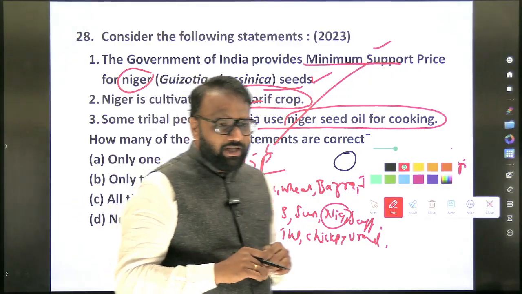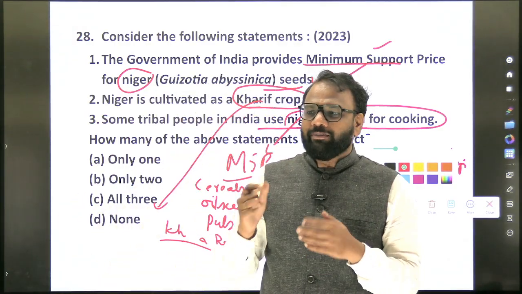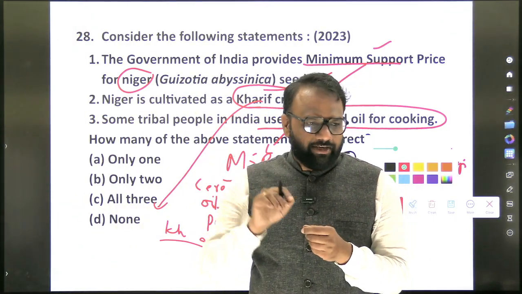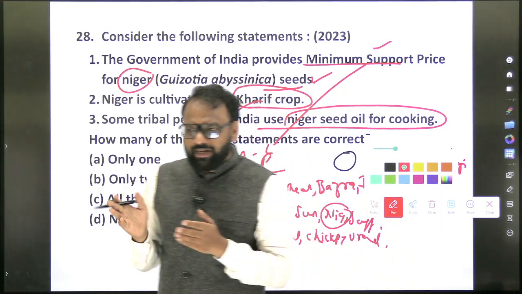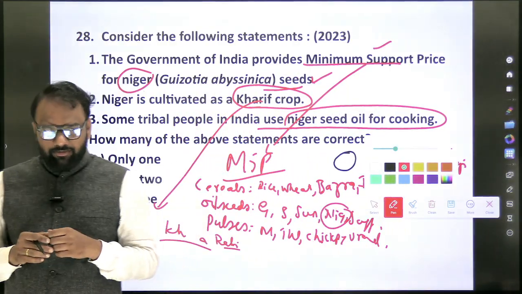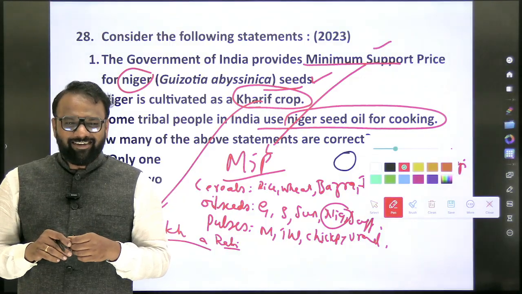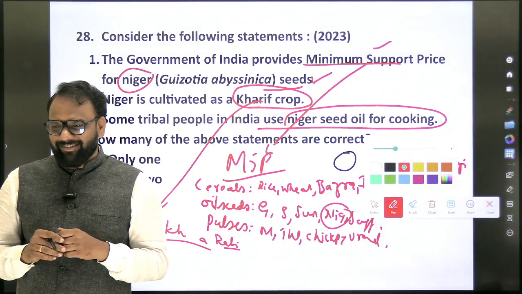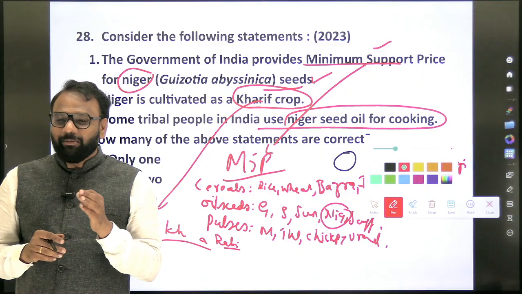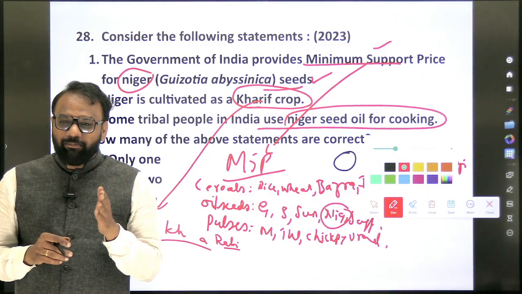Okay, answer the question. Now next, if you want to go beyond minimum support price, the other aspects that we can connect here. So who fixes the minimum support price? Ministry of Agriculture will fix the minimum support price. Who will fix? Ministry of Consumer Affairs, Food and Public Distribution, they will fix it. Cabinet Committee on Economic Affairs will fix the minimum support prices.